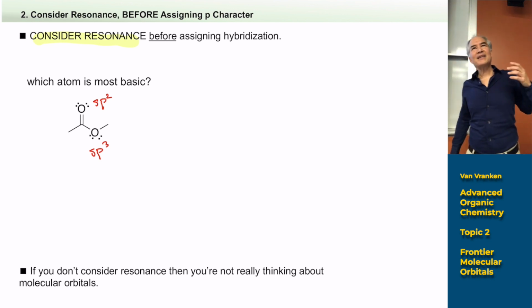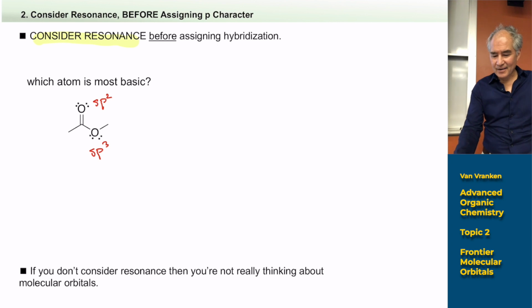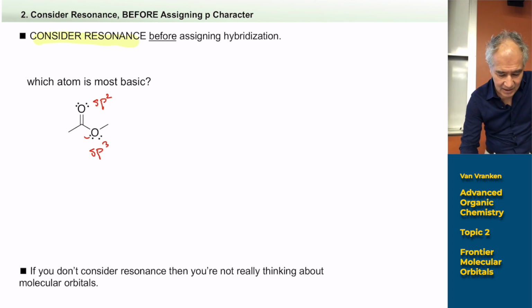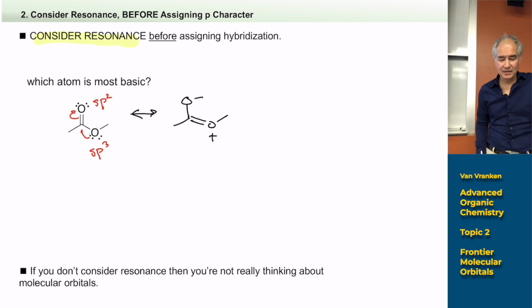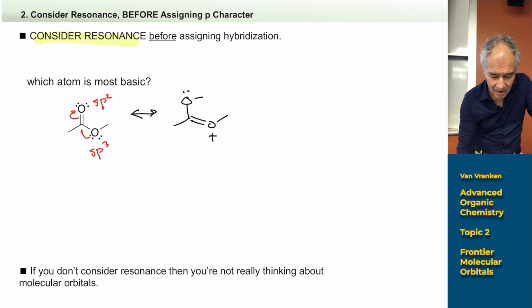We have to take into account resonance here. There's resonance. Let's go ahead and draw out the resonance here. Before you assign hybridization, just remember that there's two ways to depict this molecule that are totally valid. One of them will look like this carbonyl, but the other one will look like this zwitterion species, like that.